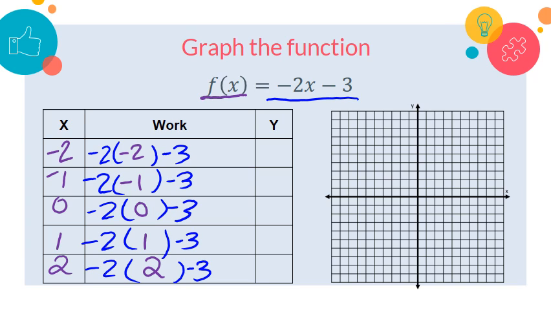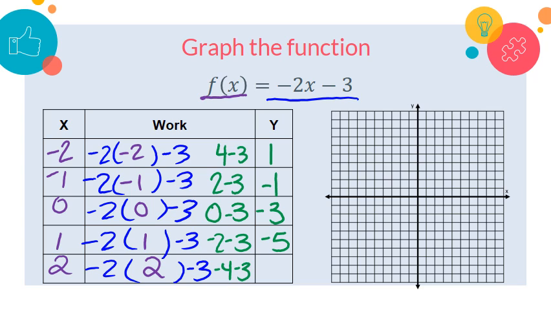Then let's calculate. Negative 2 times negative 2 is 4. 4 minus the 3 is 1. Negative 2 times negative 1 is 2. 2 minus 3 is negative 1. Negative 2 times 0 is 0. 0 minus 3 is negative 3. Negative 2 times 1. Negative 2 minus 3, negative 5. Negative 2 times 2 is negative 4. Negative 4 minus 3 is negative 7. Make sure you see a pattern. This is going down by 2 every time. That has meaning.